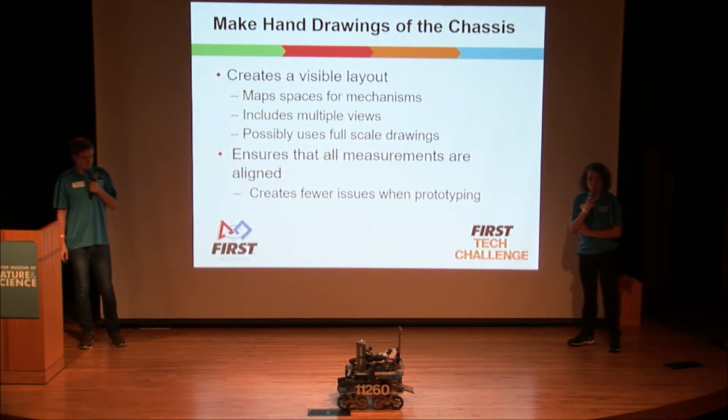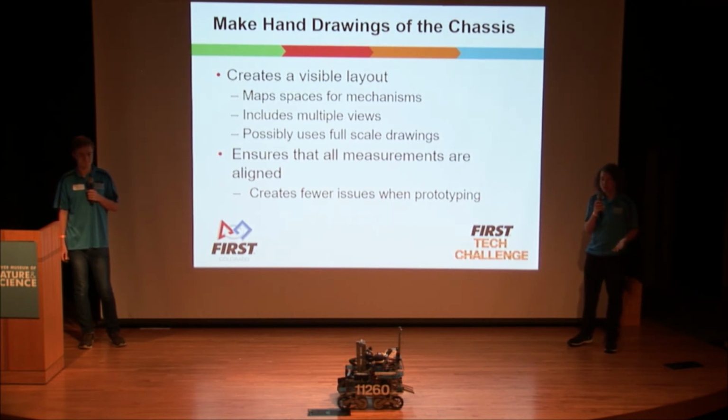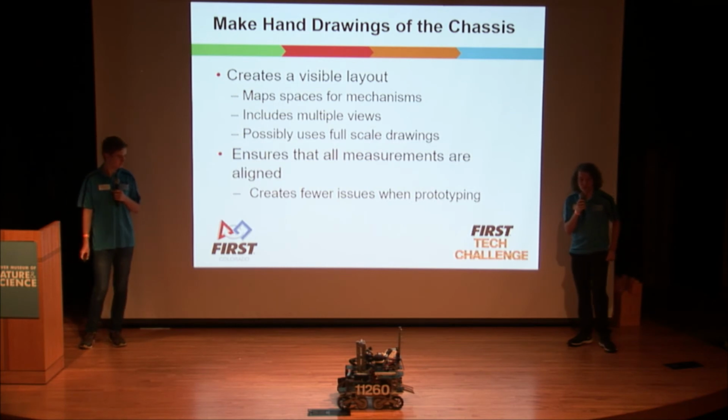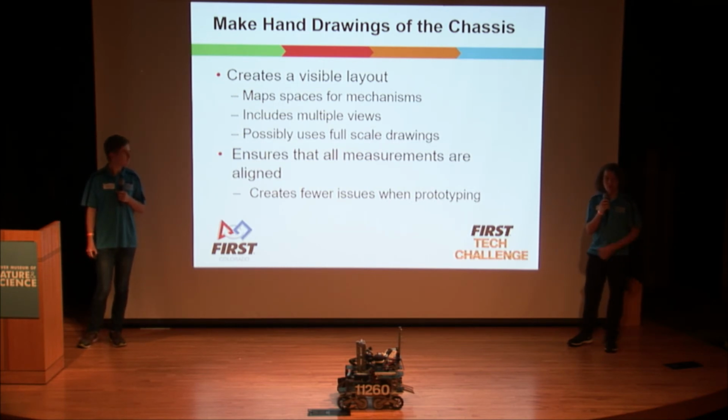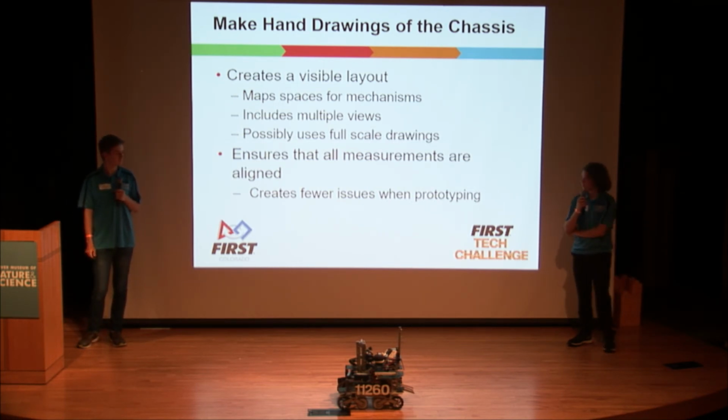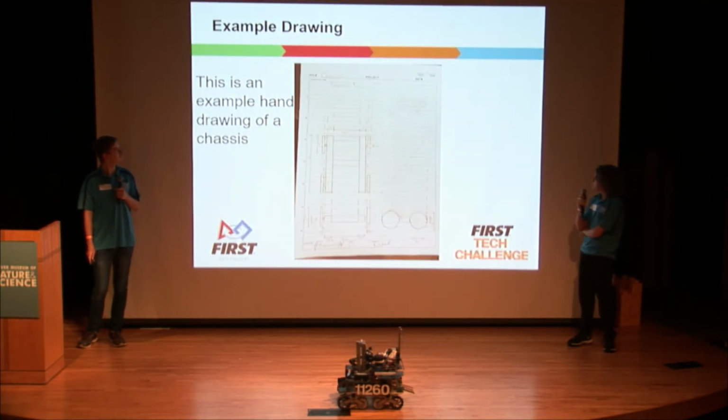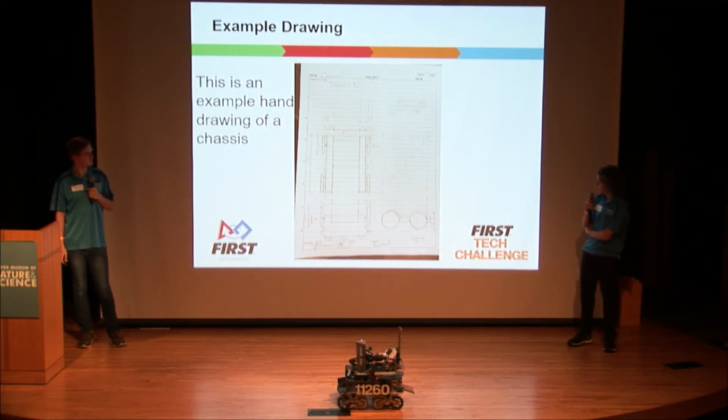So once you've decided which chassis you want to go with, you want to make a hand drawing of the chassis to see where everything's going to fit and to make sure that you have room in your robot for other mechanisms such as an intake or a lift. And then you also want to make full-scale drawings, so that makes it a lot easier when you're prototyping and building your chassis. So here's an example of a hand drawing.